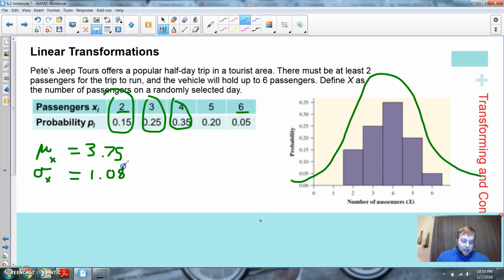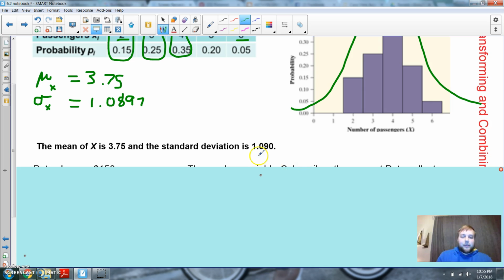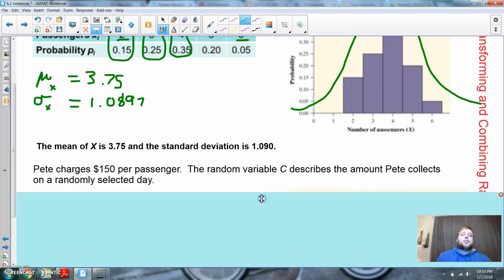1.08. Let's give it 9. We're going to give it one more 7. You don't really need to go that far, but the mean is 3.75. Standard deviation is that. Look at that. I could have just done that, I guess. Just slide it down. Now, Pete charges $150 per passenger, though.